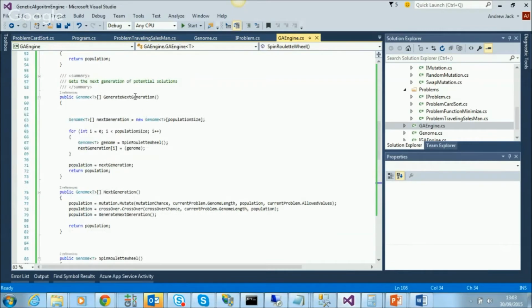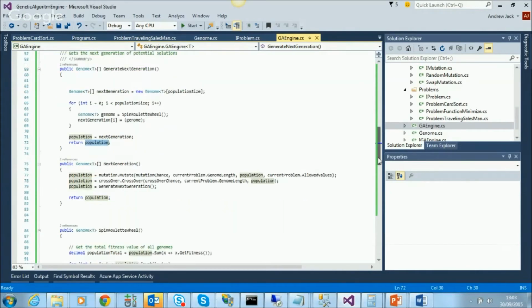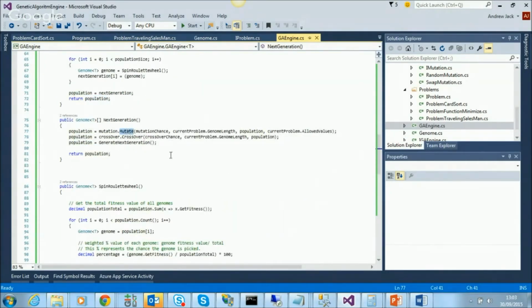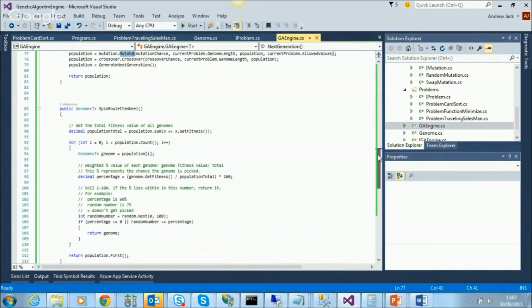So if we go back to our generate next generation, we've spun the roulette wheel, we've got a new population, and we've returned that population. We have a mutation operator. If we go to that.